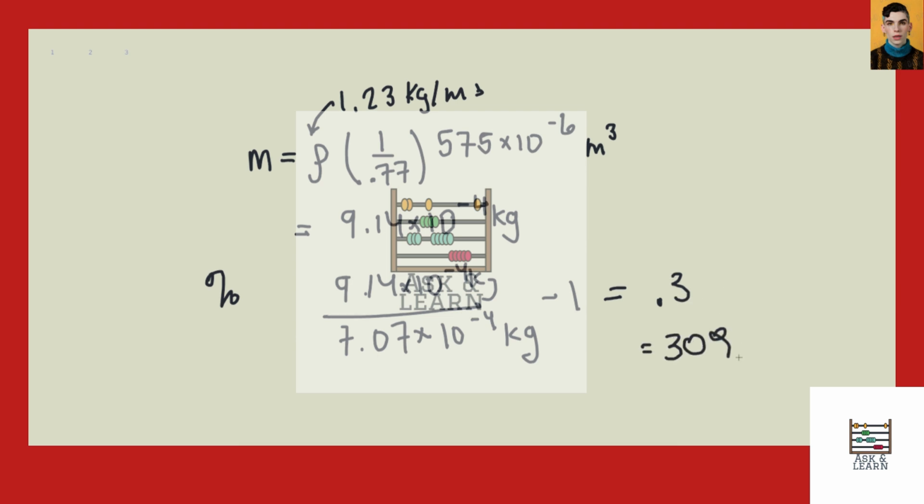So the engine is not doing as good as it would be if it didn't have to use colder air. So yeah, the engine would be better if it didn't have to use cooler air. So it was an increase of 30%.